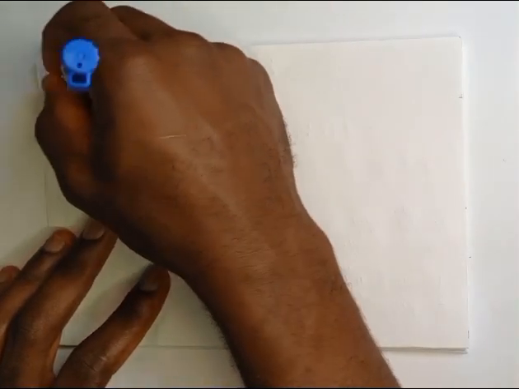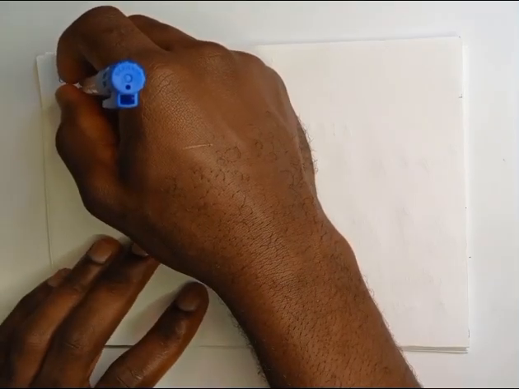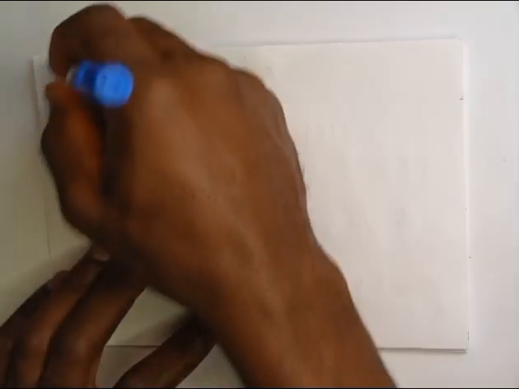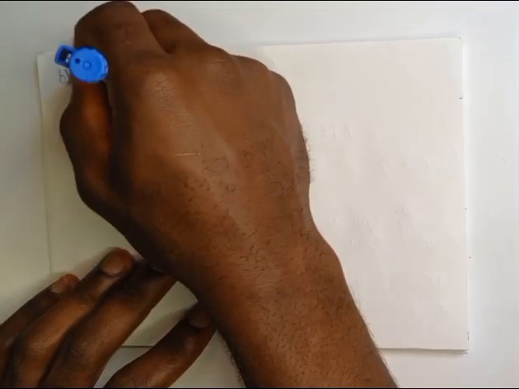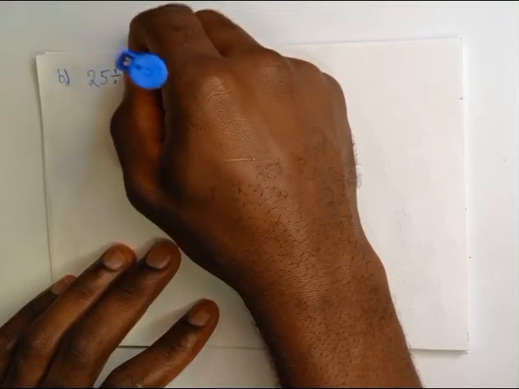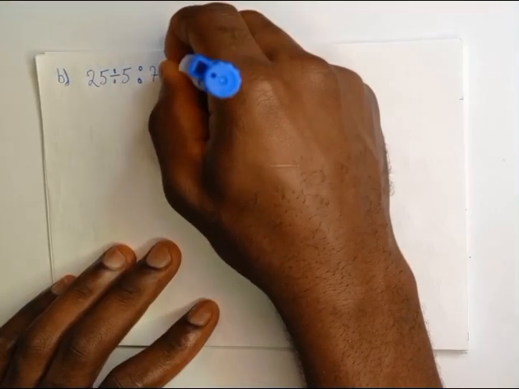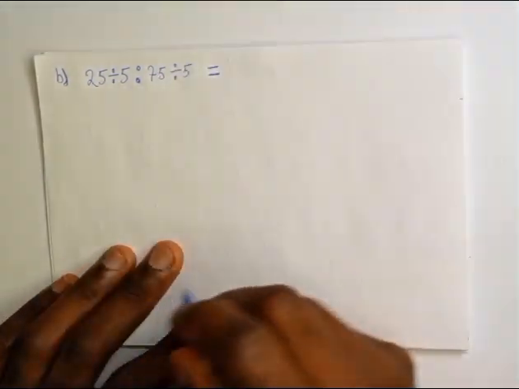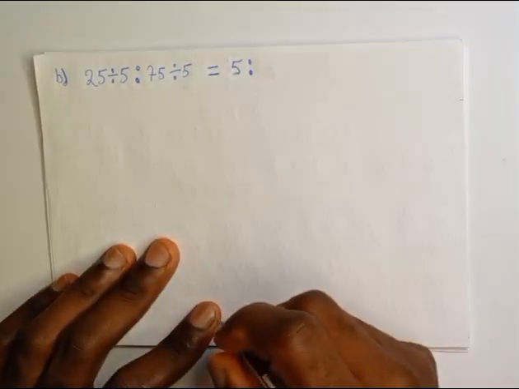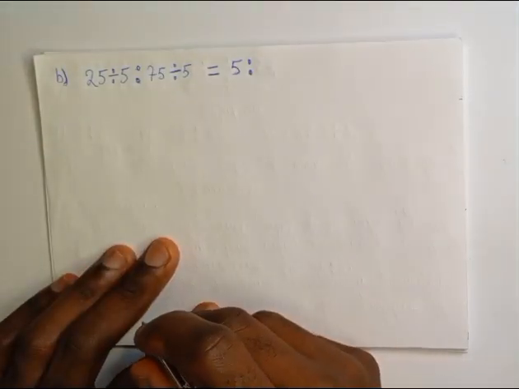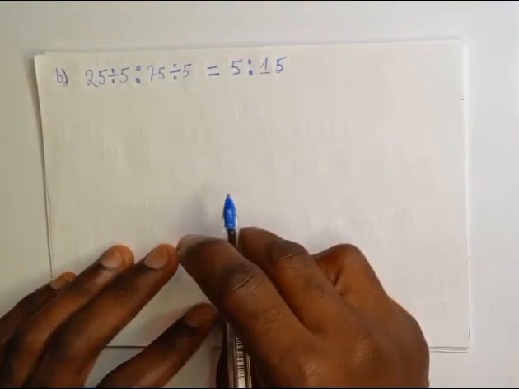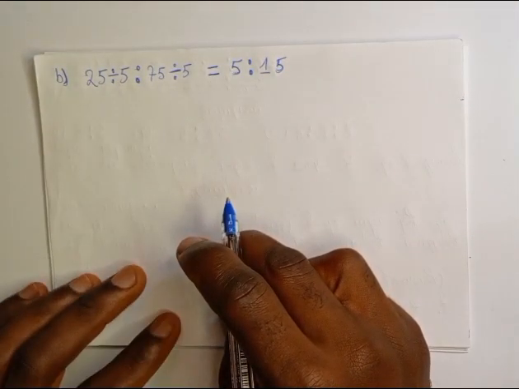For B, we have to give an equivalent ratio of the ratio 25:75. We are going to divide each of the components of the ratio 25 is to 75 by 5. 25 divided by 5 is to 75 divided by 5. This will simply be equal to, if we divide 25 by 5, gives us 5, is to 75 divided by 5, which gives us 15. The ratio 5 is to 15 is an equivalent ratio of the ratio 25 is to 75.